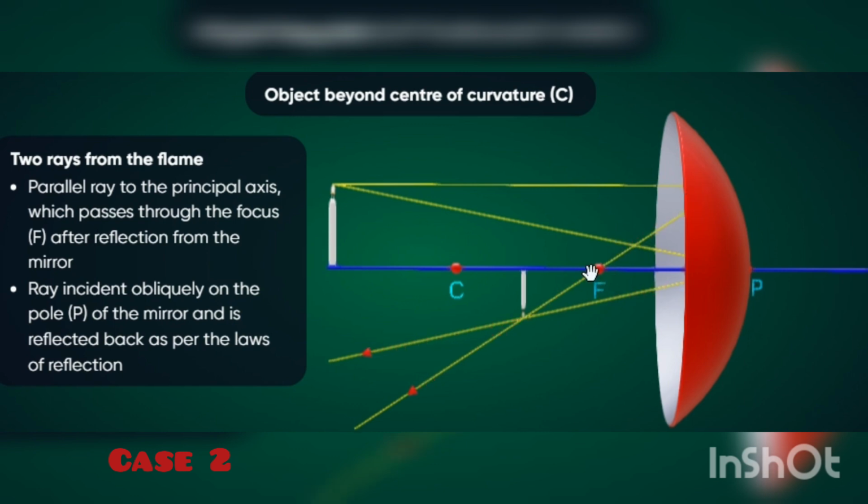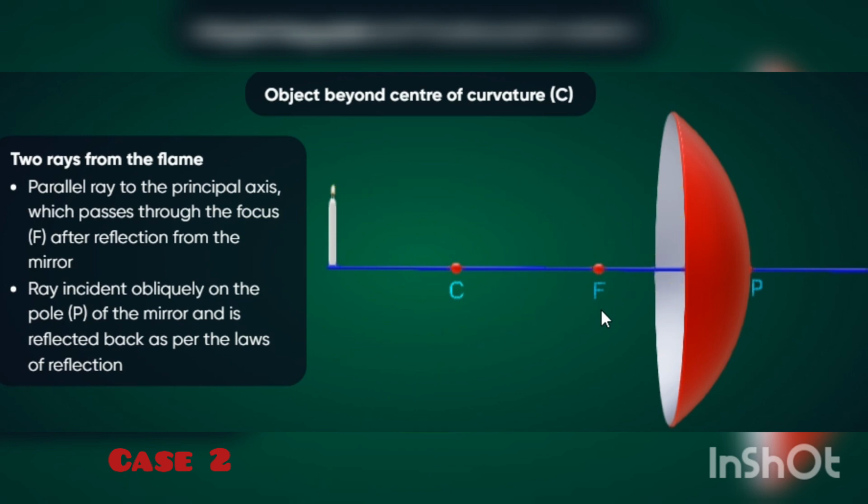The image is formed, you can see, somewhere between the center of curvature C and focus, because the reflected rays of light meet at a point between C and F. What is the nature of the image? The nature of the image is real and inverted, and it is smaller than the object, or it is diminished.